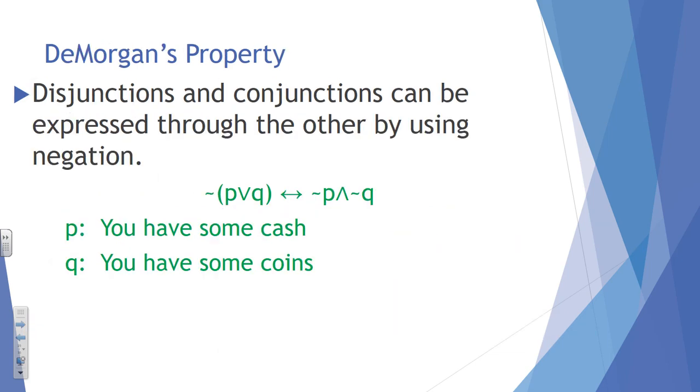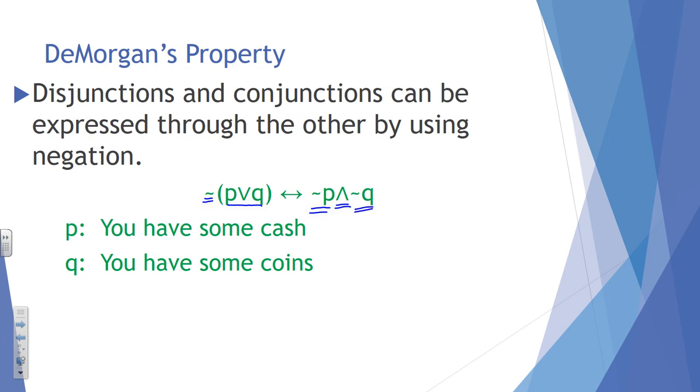Our 5th property of logic is called De Morgan's property. Disjunctions and conjunctions can be expressed through the other by using negation. This is not a very intuitive property, but it is a very important logic property. Here's what it says. It says if we have a P or Q statement and we negate that, we can distribute that negation, but it switches our signs to conjunction. So if we don't have P or Q, that means we don't have P and we also don't have Q.